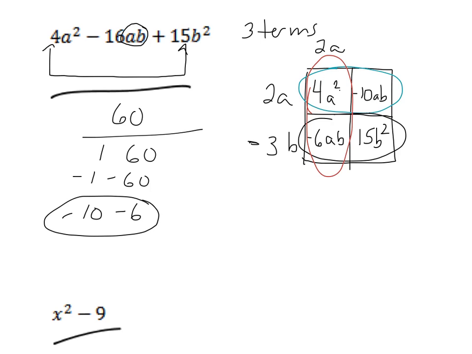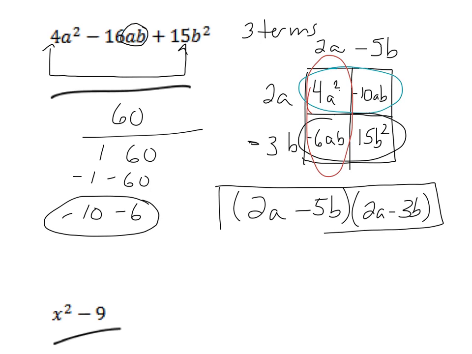And the second one, since the first term is negative, I'll take the negative out. 10 and 15 both definitely divide by negative 5. And I'll also take a b out because they both have a b. So my two factors are 2a minus 5b, 2a minus 3b.